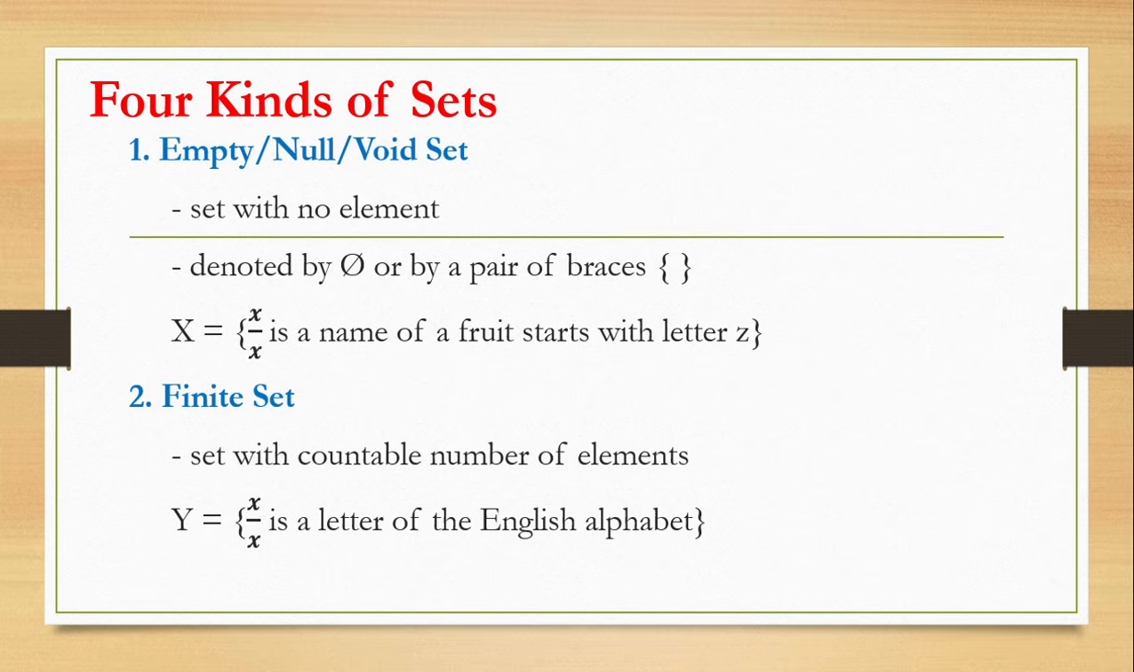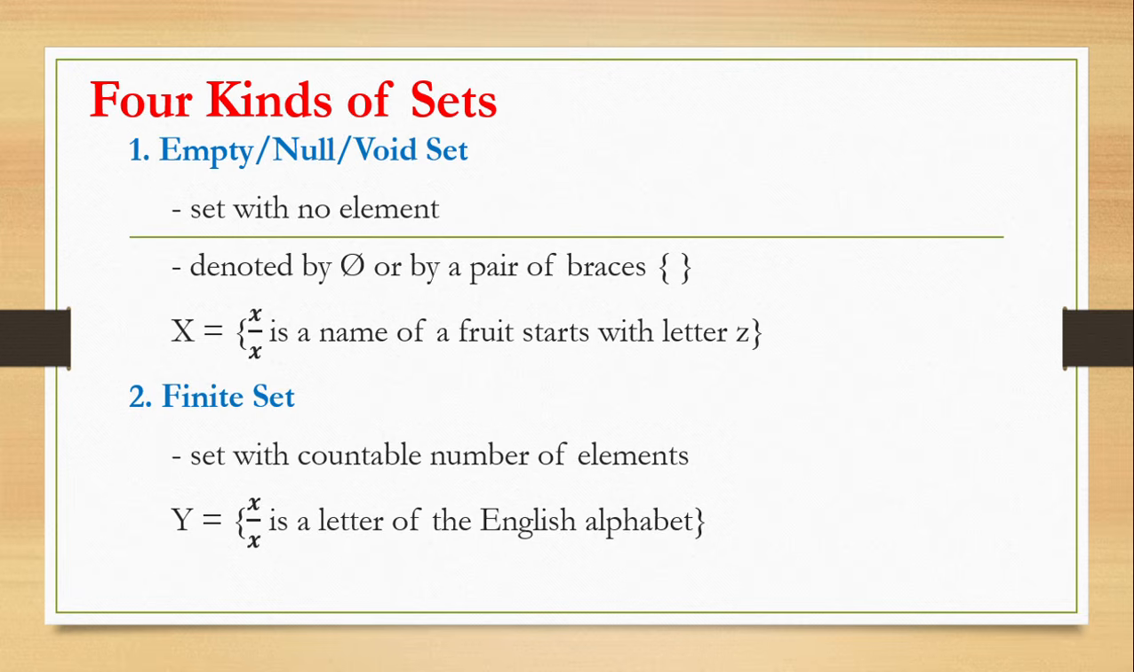But we have four kinds of sets. First, the empty, null, or void set. A set with no element, denoted by theta or by a pair of braces. So, mas madalas ang ginagamit ang braces. So, for example, we have x such that x is a name of a fruit that starts with letter Z. Ano bang fruit na nag-start sa Z? Wala akong maisip, di ba?